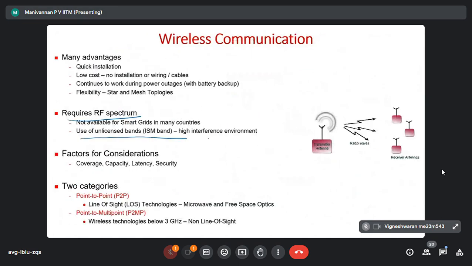There are some bands which are called unlicensed. For licensed bands, if you want to transmit anything, you have to pay money to the government, right? You know that in spectrum allocation, the government generally sells the spectrum. Jio bought it for 50,000 crore, 1 lakh crore, for 10 years or something like that. So that means only that company can transmit on that frequency.